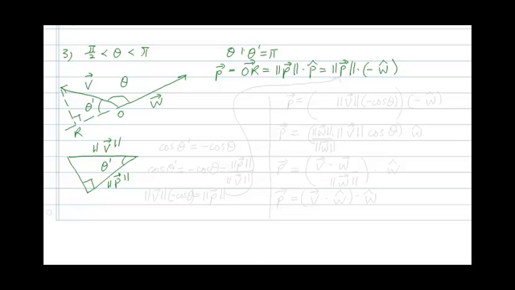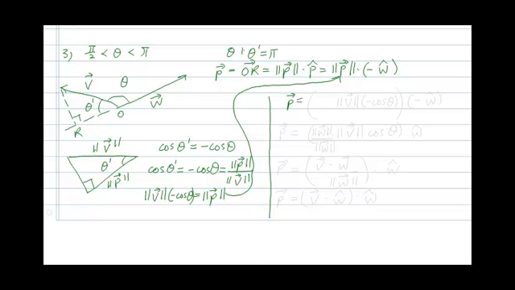Since theta and theta prime are supplementary angles, cosine of theta prime equals negative of cosine theta. On the other hand, cosine of theta prime equals adjacent over hypotenuse, which is the magnitude of vector p over the magnitude of vector v. Using cross multiplication, we have the magnitude of vector p equals the magnitude of vector v times negative cosine of theta. We substitute it into the previous equation.